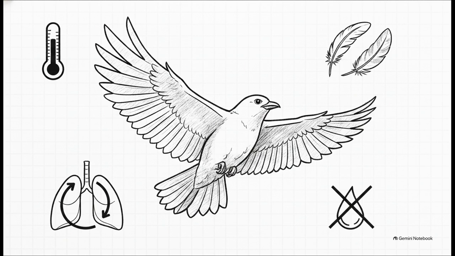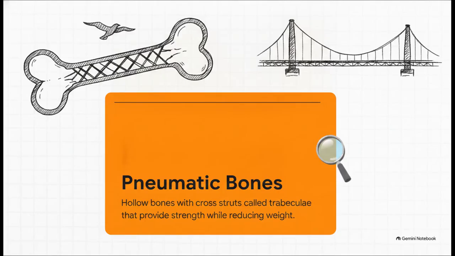They simply reabsorb water in the cloaca and expel uric acid instead. This intense need to shed weight brings us to a crucial biological definition: pneumatic bones. In birds, many bones are actually hollow rather than filled with heavy tissue. But wait, they aren't fragile at all.